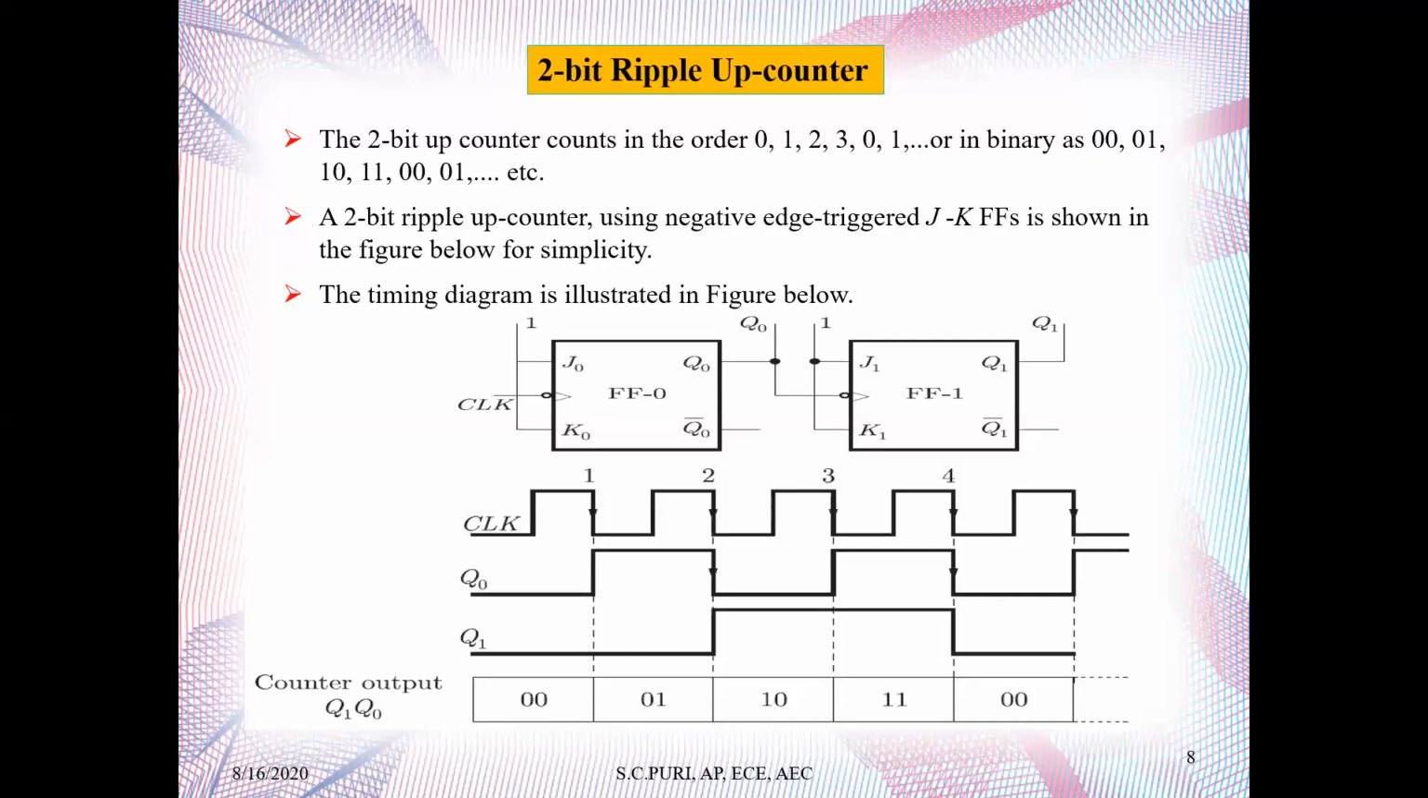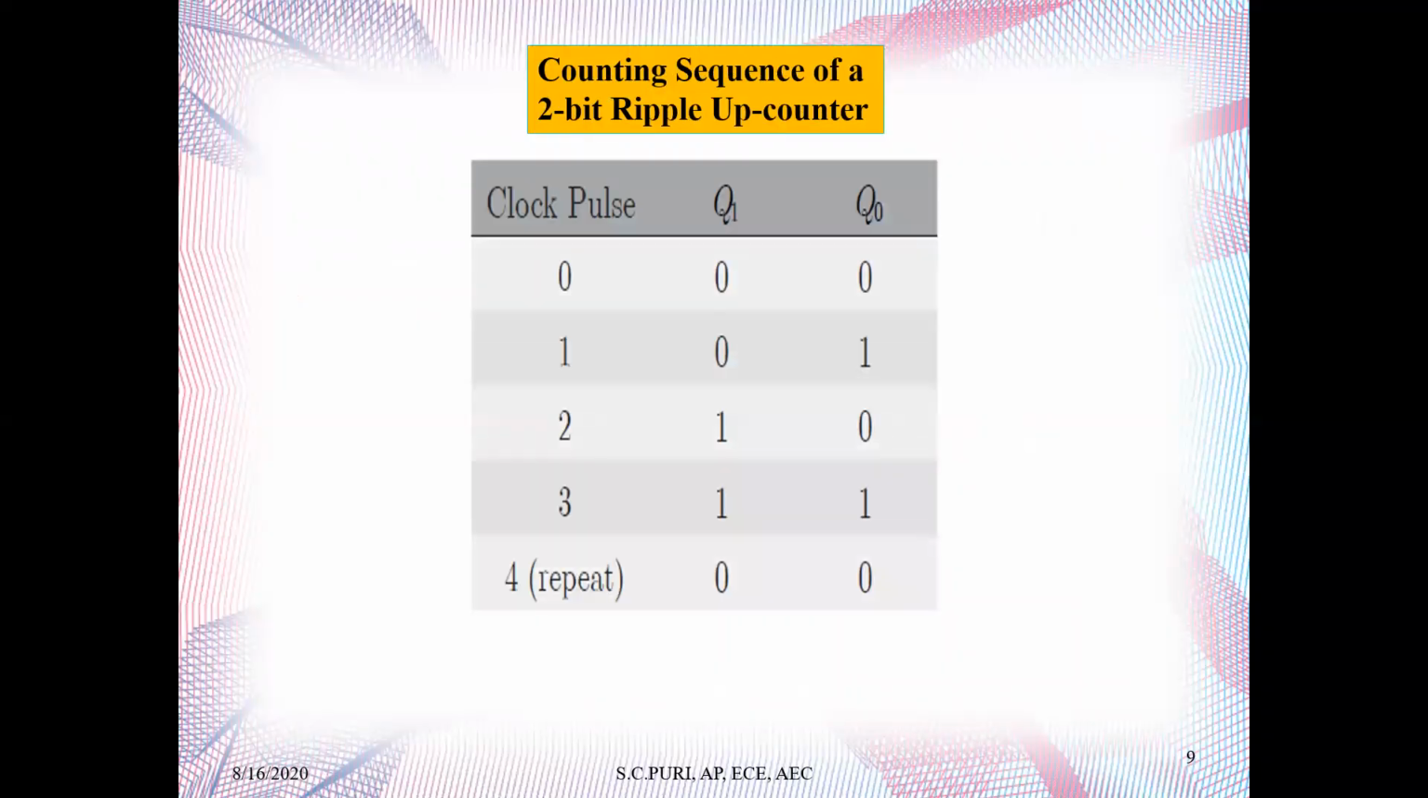Counting sequence of a 2-bit ripple up counter. As I told you, in the first clock there will be nothing. In the second clock, Q0 will be set to 1, or rather it will be toggled to 1 actually. But as there is negative triggering, because of this 1 there will be nothing, and so there will be no state change. Likewise you can repeat for the other clocks also.